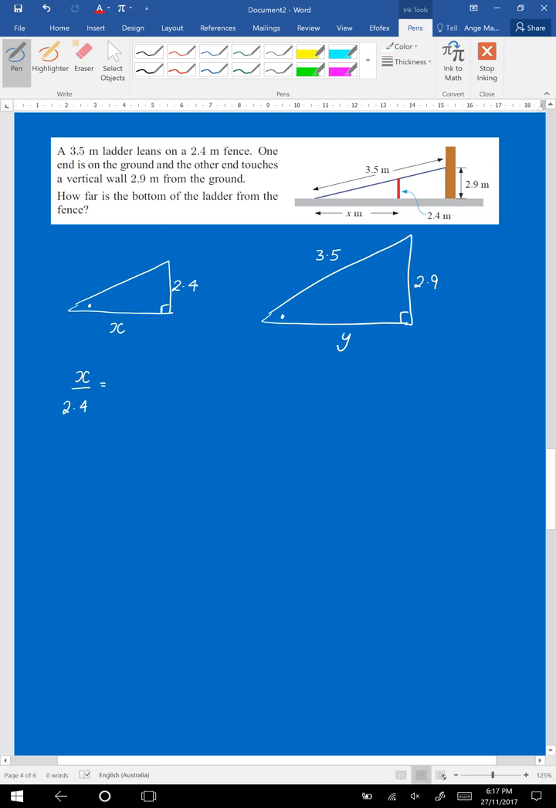And good old Pythagoras, we know that he says y squared plus 2.9 squared equals 3.5 squared. So if you remember, it's the two lengths that make up the right angle. You square them, add them together, and that will equal the hypotenuse squared. Now we want to get y by itself, so we keep the y squared, and to get rid of a plus 2.9 squared, we're going to subtract. And to get rid of the squared, I'm going to square root.